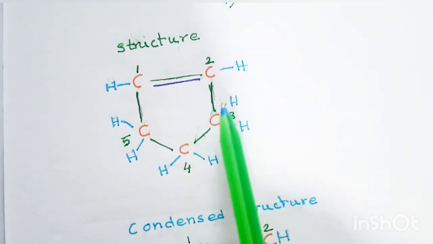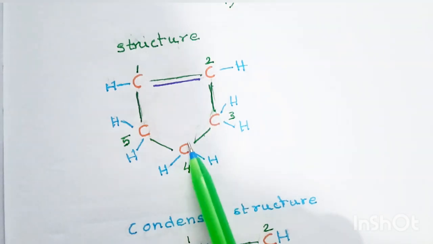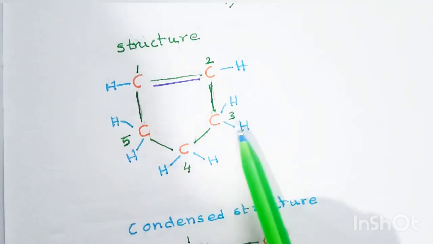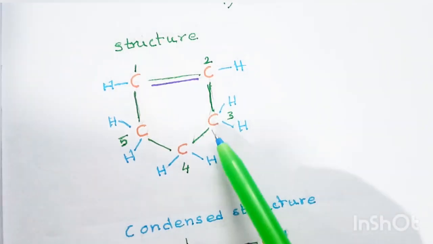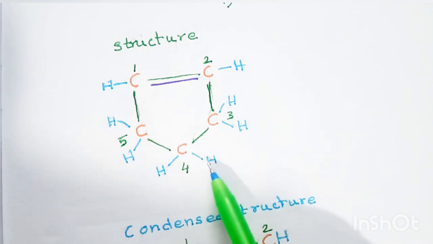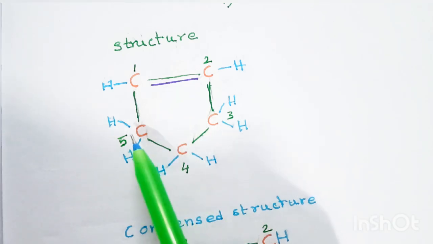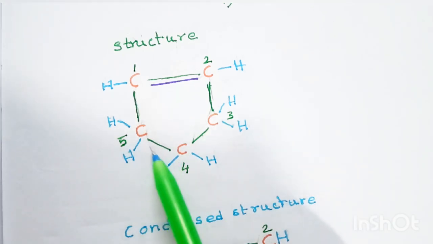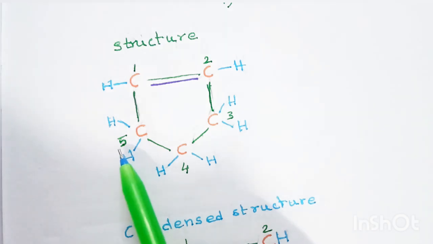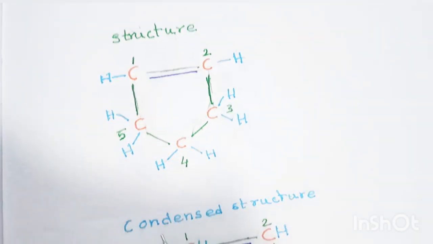Now coming to third carbon, it has a single bond with second carbon and a single bond with fourth carbon. So it needs 2 more bonds to become stable. So 2 more hydrogens are attached to it by single bonds. Similarly, fourth carbon atom is having a single bond with third carbon atom and a single bond with fifth carbon atom. So it has only 2 bonds. So it needs 2 more bonds to become stable. So 2 hydrogen atoms are attached to it by single bonds. So it becomes stable. Fifth carbon atom is having a single bond with fourth carbon atom and a single bond with first carbon atom. So it needs 2 more bonds to become stable. So 2 hydrogen atoms are attached to it. Thereby it becomes stable.